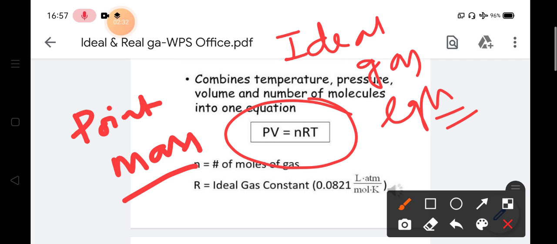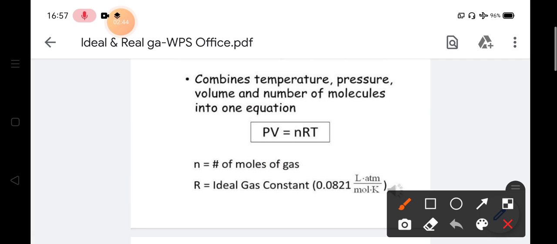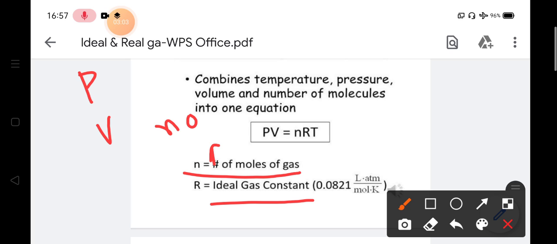This equation expresses the condition, the properties of an ideal gas. Here the terms are: P is pressure, V is volume, n is the number of moles of gas (the capital N shown is a printing mistake), and R is the ideal gas constant.